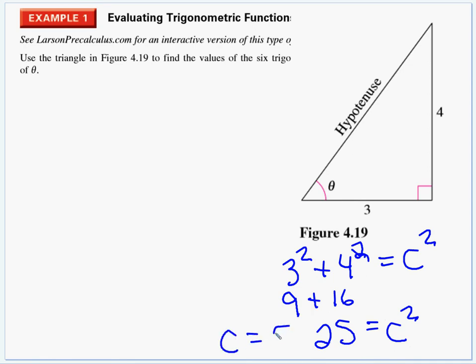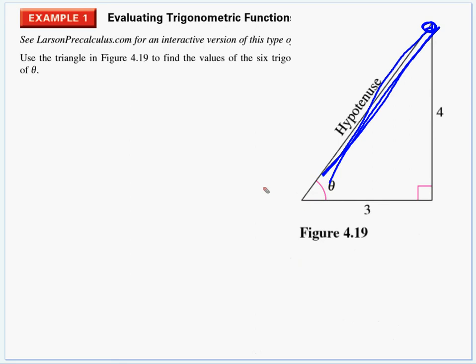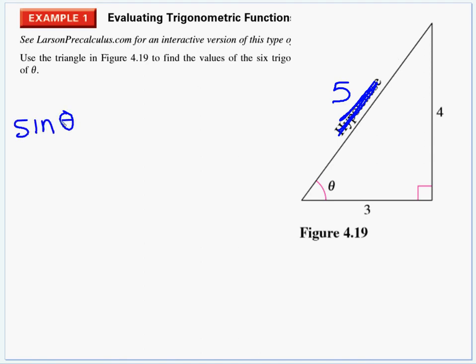Now, if you're thinking plus and minus, remember we are dealing with a length here. From this point to this point, we cannot have a negative length of a side of a triangle. So the negative makes no sense. We throw it out. C is 5. So I'm going to come up here, cross out hypotenuse. This is 5. So we're going to find all 6 trig functions. Sine, cos, and tan from angle theta.